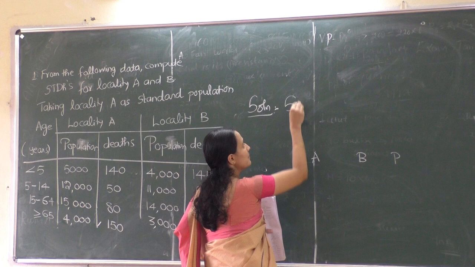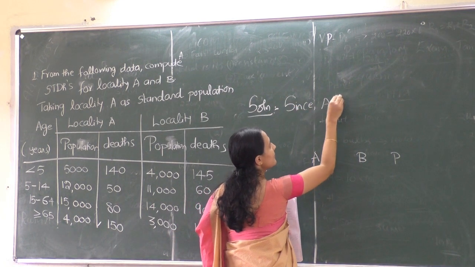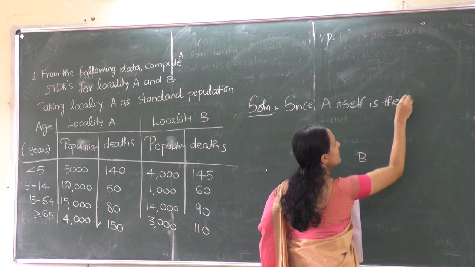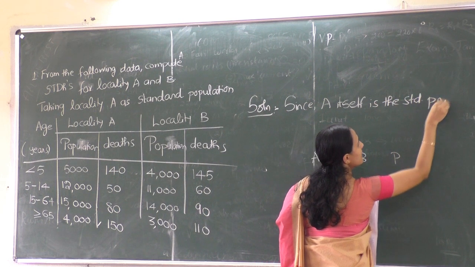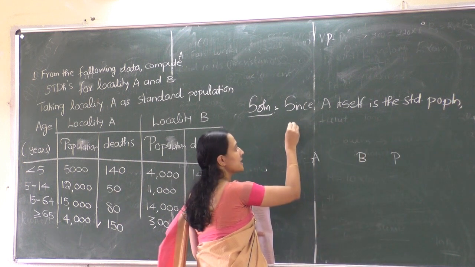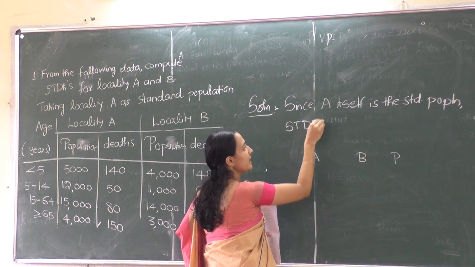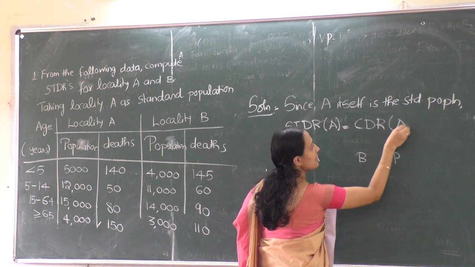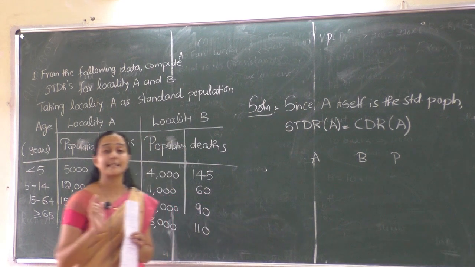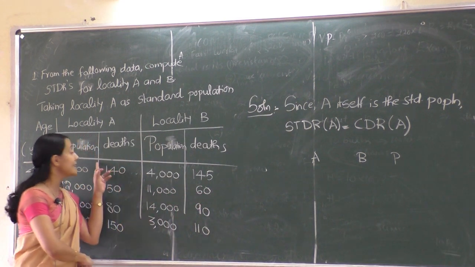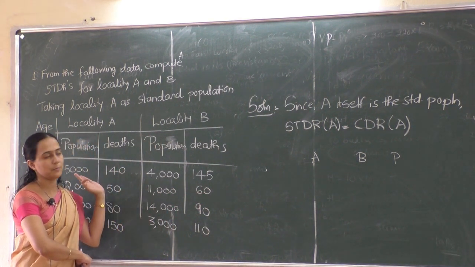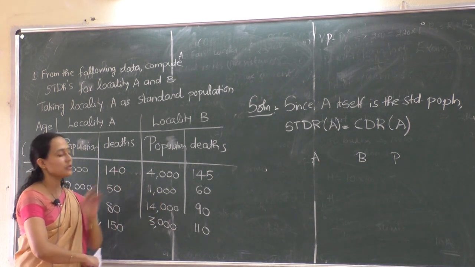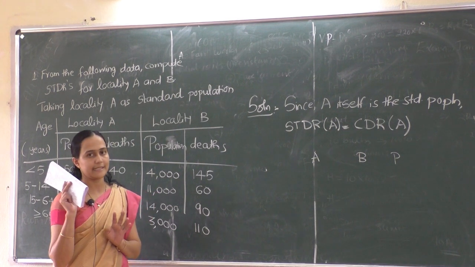Since A itself is the standard population, STDR of A is the same as CDR of A. So remember, in such a problem, this is the second type problem. Here locality A itself is the standard population, so STDR of A is the same as CDR of A. No need to compute age specific death rates and all.